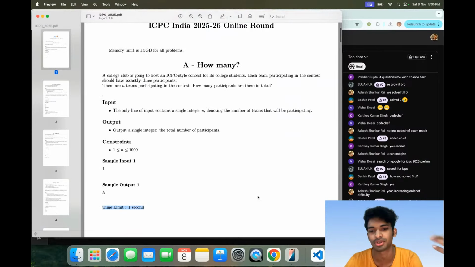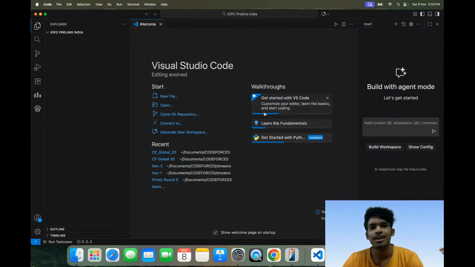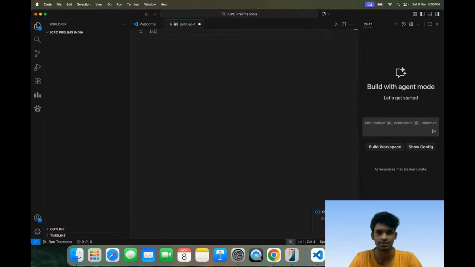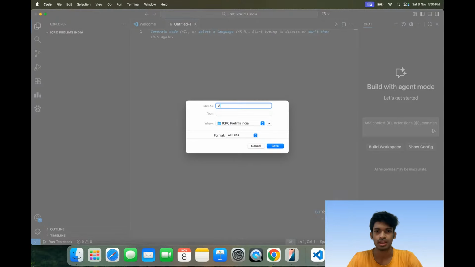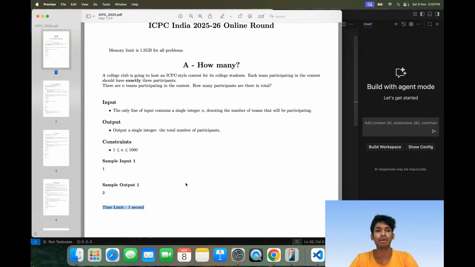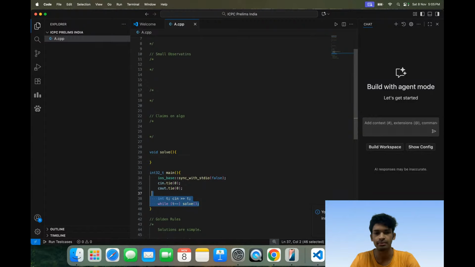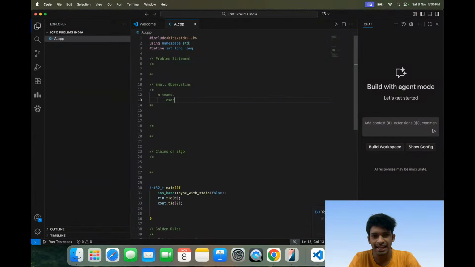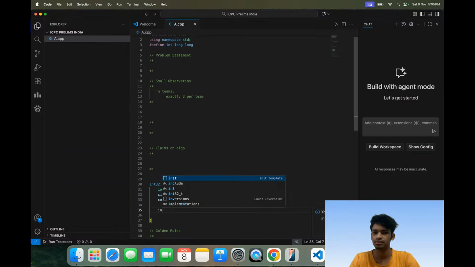ICPC is not easy. So let me code this in C++. A.cpp. We have only one integer, so we don't need any template. Let me write the problem. N teams, exactly 3 per team. Answer is 3n.